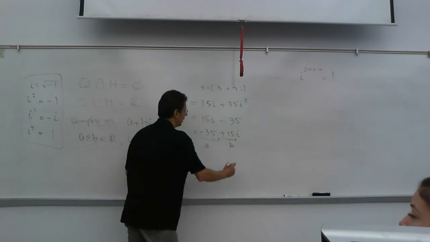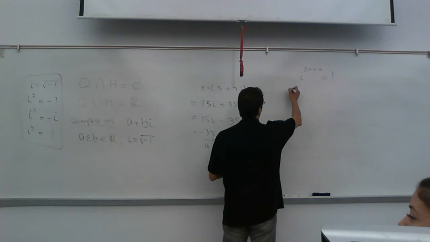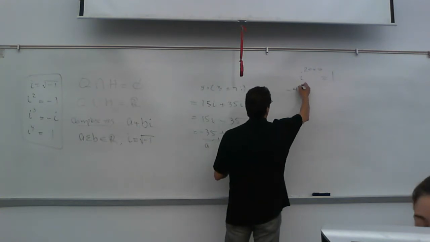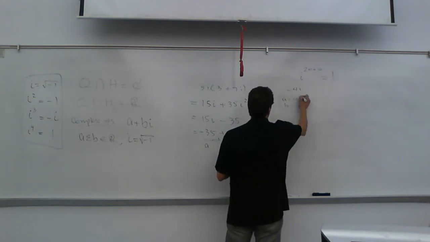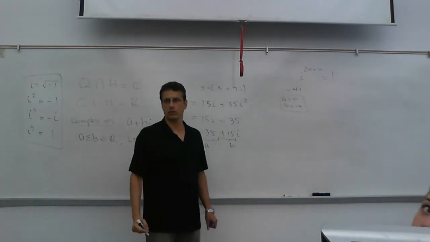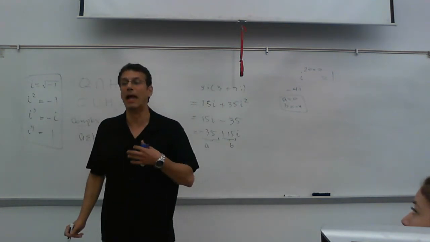This is B, right? Class, if A is 0, for example, let's say the following, minus 4i. Do you see that A is 0 and B is negative 4, yes or no? In this case, it's purely imaginary.